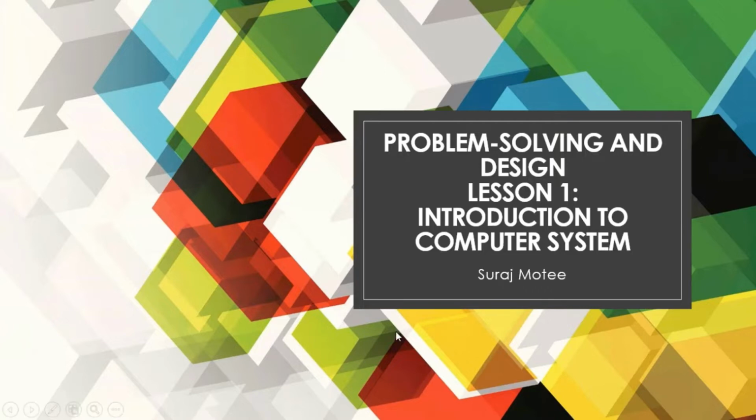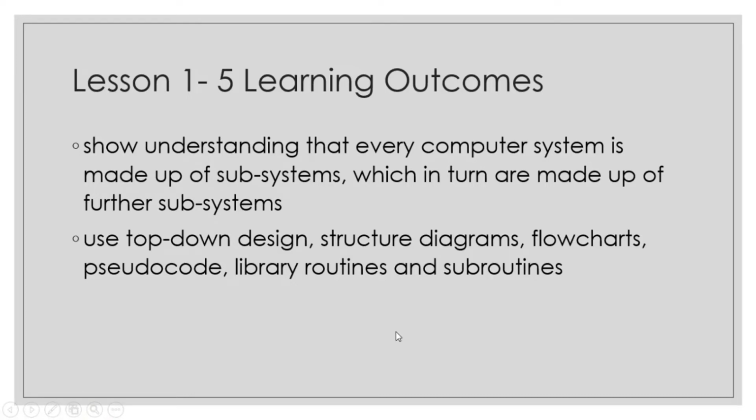Let's jump to the learning outcomes first. From Lesson 1 to 5, we're going to learn about how every computer system is made up of subsystems, which in turn are made up of further subsystems. We're going to use a top-down design approach, also known as stepwise refinement. We'll look at structure diagrams, and the difference between flowchart and pseudocode, which are the two different methods for algorithm design. Then we're going to look at some practical demonstration of library routines and subroutines so that you understand the differences.